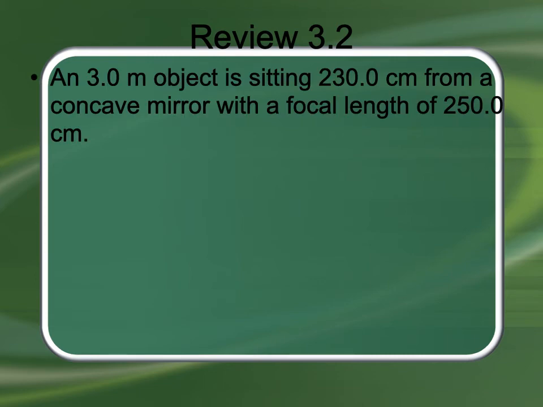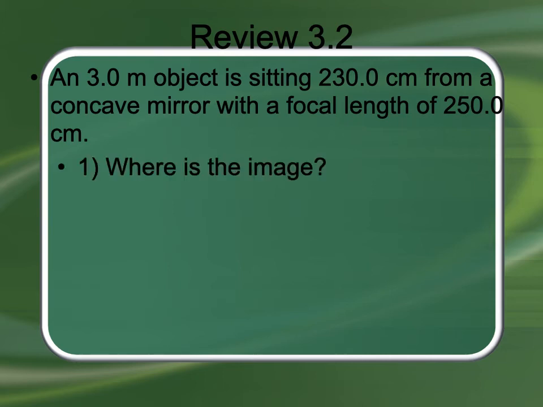All right, now the other three questions here, 2, 3, and 4, are dealing with objects and images. So let's look at the first one. A 3-meter object, okay, so that's the height of the object, is sitting 230 centimeters from a concave mirror that has a focal length of 250 centimeters. Where is the image? I had this doing this math-wise and then doing the actual pictures, so we'll do it that way. So where is the image?